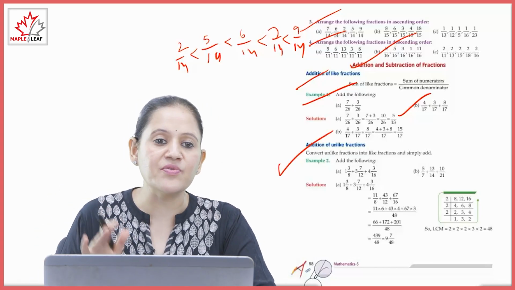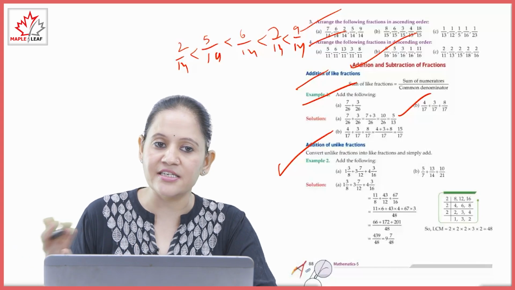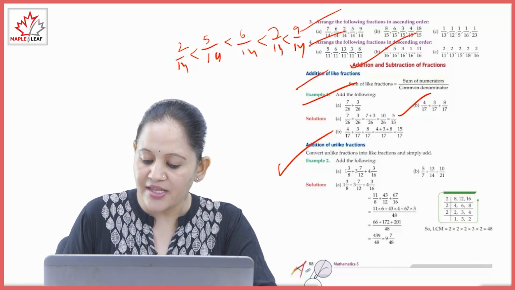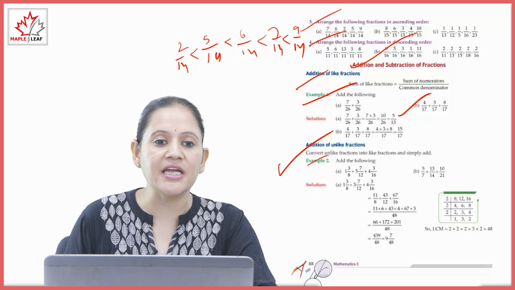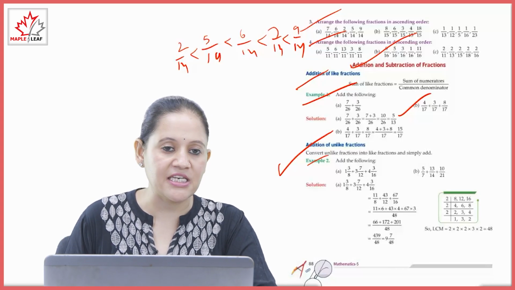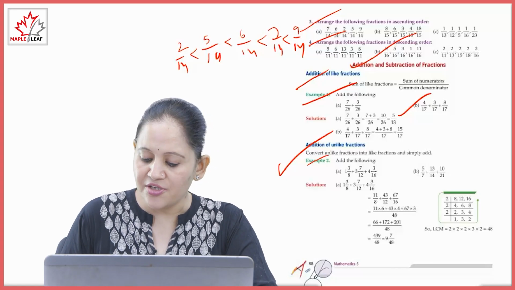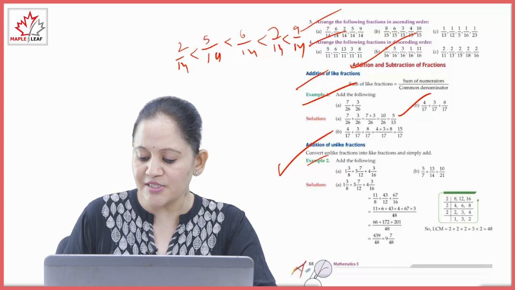So for that, first we have to convert unlike fraction to like fraction and then जैसे हम add करते हैं उसी तरीके से. Example लेते हैं. Add the following. 1 3 by 8 plus 3 7 by 12 plus 4 3 by 16. Now these are the mixed fractions. सबसे पहले इसको improper में change करेंगे. ये हो जाएगा 11 by 8 plus 43 upon 12 plus 67 upon 16.